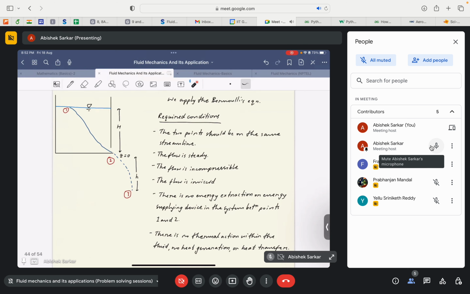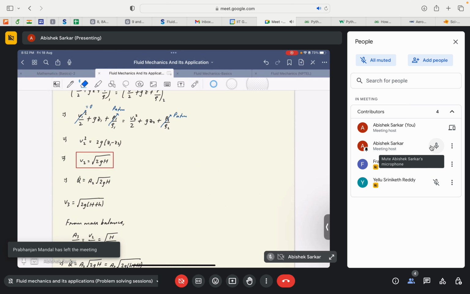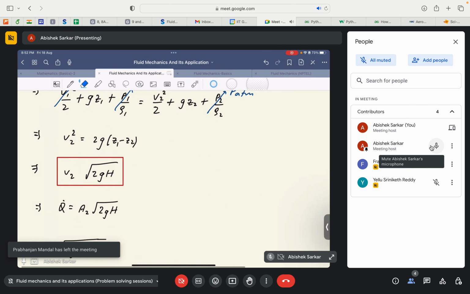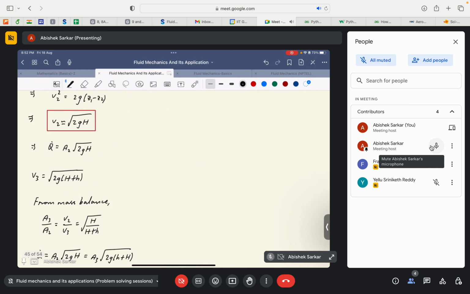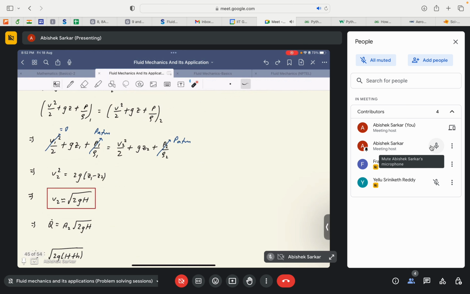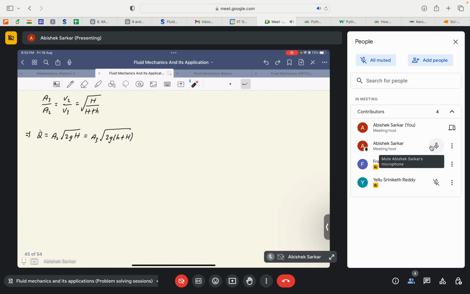And since z1 minus z2 is equal to capital H, we can write that V2 is equivalent to root 2gH. Following the same criteria, the volume flow rate would be equal to A2 into root 2gH. Why A2? Because this is the area at the exit. Okay, A2. So this is one example.